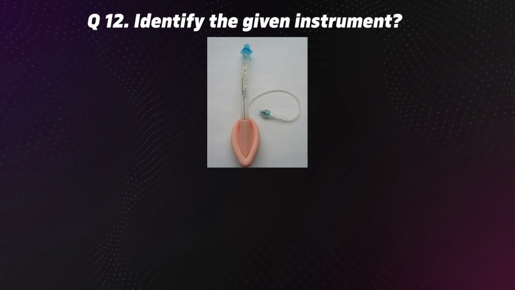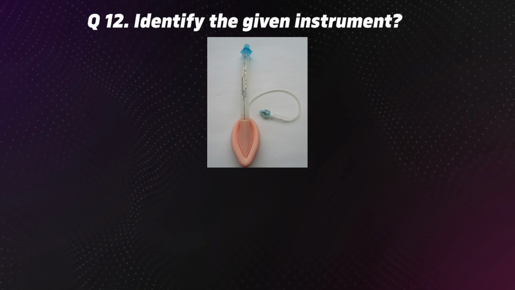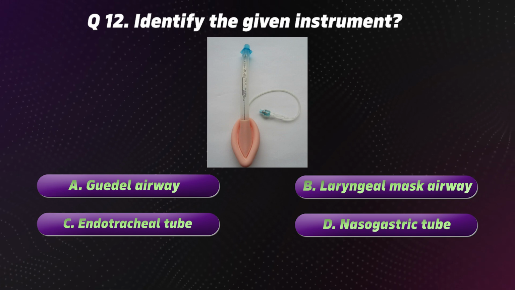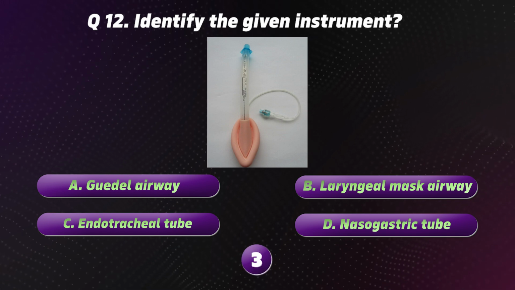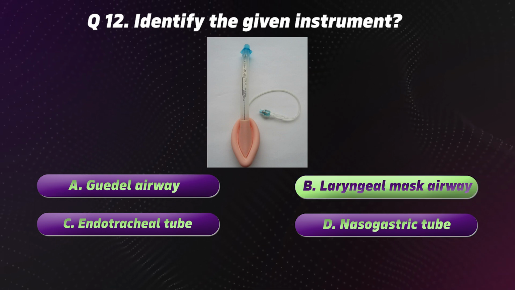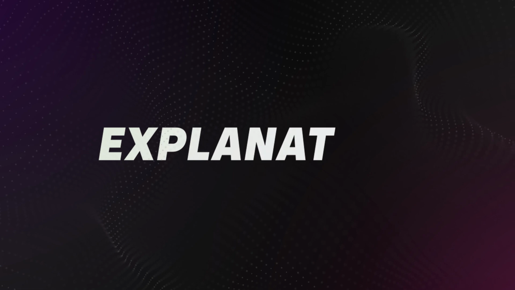Question 12. Identify the given instrument. Here are the options. A. Guedel airway, B. Laryngeal mask airway, C. Endotracheal tube, D. Nasogastric tube. And the correct option is B. Laryngeal mask airway. Here is the explanation.